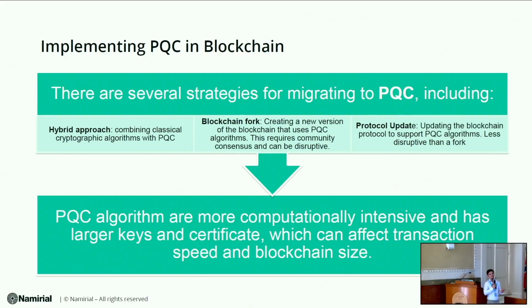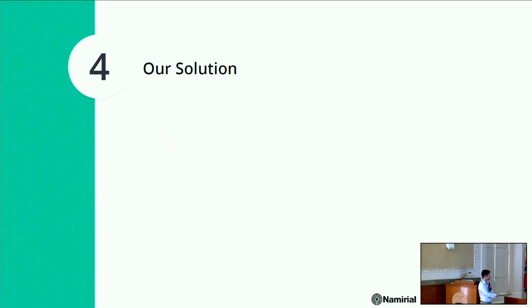The fact is the keys and the certificates that use post-quantum cryptography, for example the Dilithium-2 and Dilithium-3 algorithms, are even larger than the ones that we use right now, and this could affect transaction speed and blockchain size.